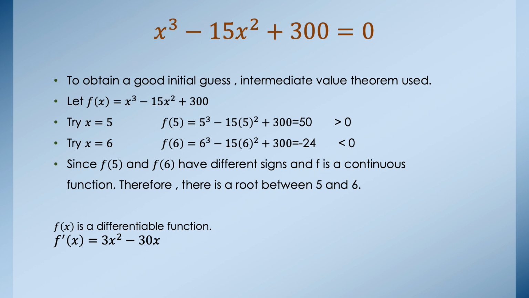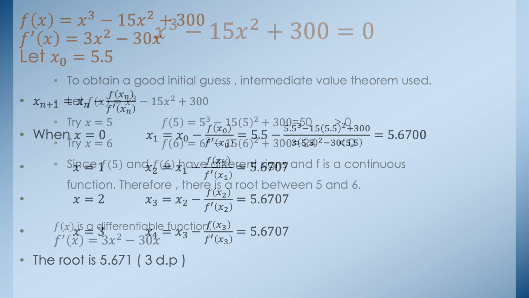So we try another x value, x equal to 6. Our f of 6 equals negative 24, so it is less than 0, at the negative sign. So we can conclude that f of 5 and f of 6 have different signs. Since f is a continuous function, therefore there is a root between 5 and 6. Second part, we differentiate the function with respect to x. We obtain f prime of x equal to 3x squared minus 30x.